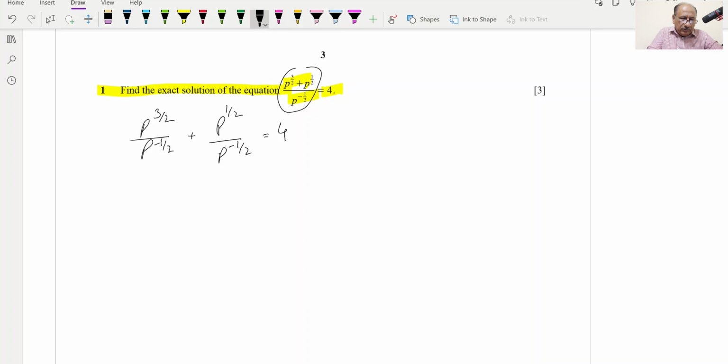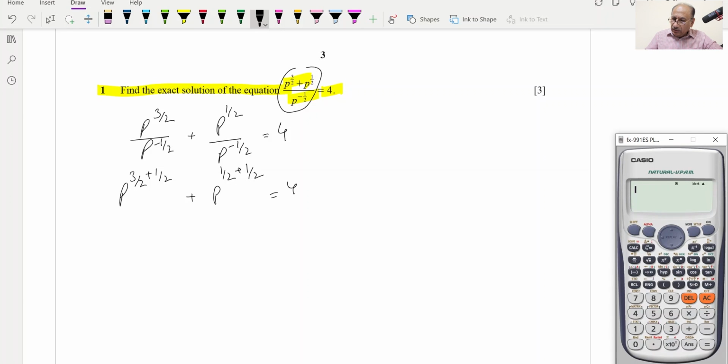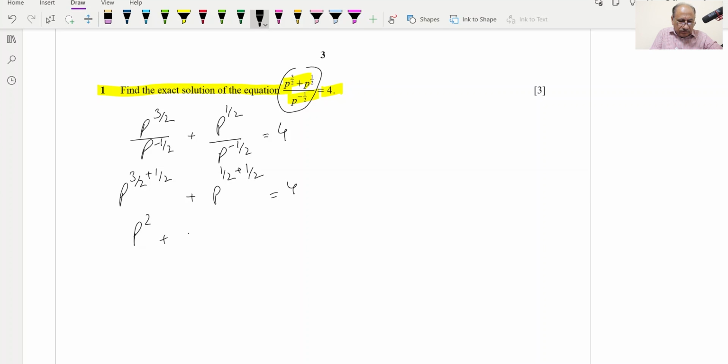Now we can shift the denominator to the numerator, so it will be p raised to the power 3 by 2 plus 1 by 2, plus p raised to 1 by 2 plus 1 by 2, is equal to 4. Now we can add 3 over 2 and 1 over 2, and this is equal to 2. So this will be p squared plus p raised to power 1, which we can write as p, is equal to 4. Now we can solve this one by the quadratic formula.